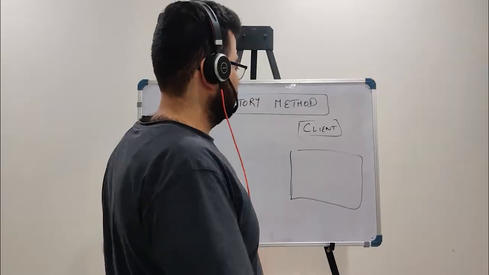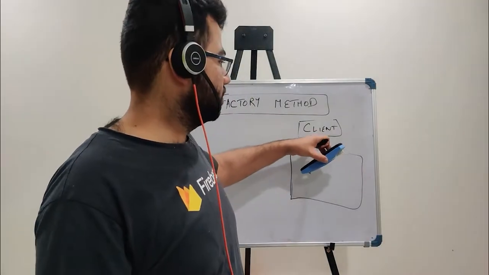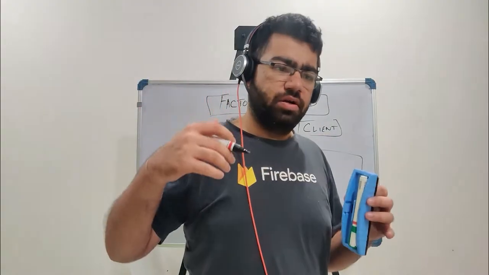Let's take an example of some delivery application like DHL. Suppose there is a client. This client would be the app of DHL installed on your phone, and it wants to deliver some particular products from one place to another. It doesn't know what kind of vehicle it will need. It doesn't know what kind of boxes it will need. So let's just talk about the vehicles it will need.